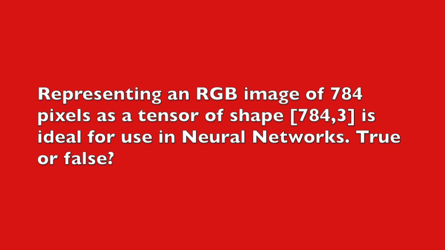As we go through this lecture, here is a question that I'd like you to think about. Let's say that we have an RGB image of 784 pixels. Does it make sense? Is it ideal or optimal to represent this as a tensor with shape 784, 3? Is this an optimal representation of the pixels in an image that is represented in RGB format?